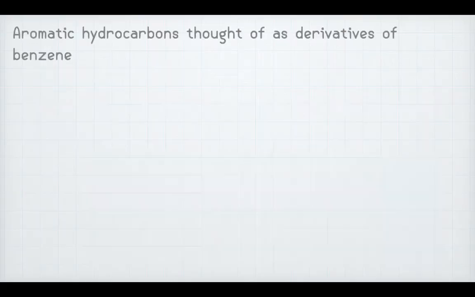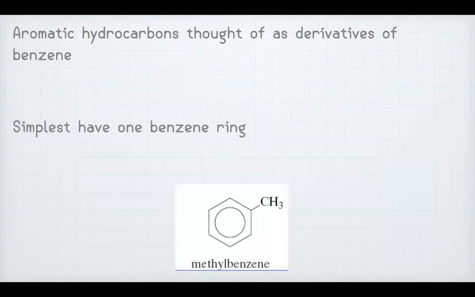All right, so any of the aromatic hydrocarbons are derivatives of benzene. So the simplest is one benzene ring. Again, if there's one alkyl group, you don't need a position number because the methyl will automatically be on number 1.